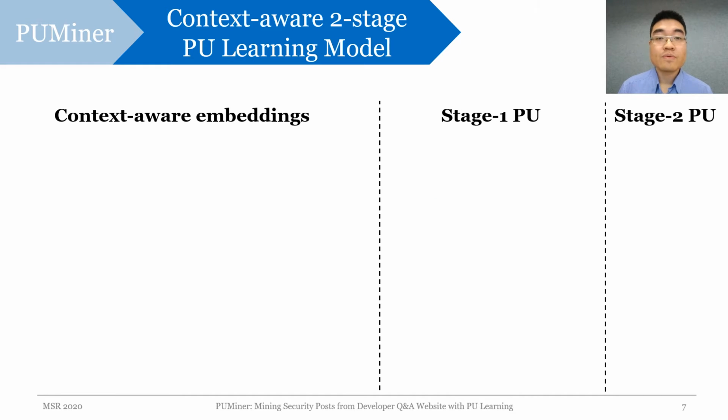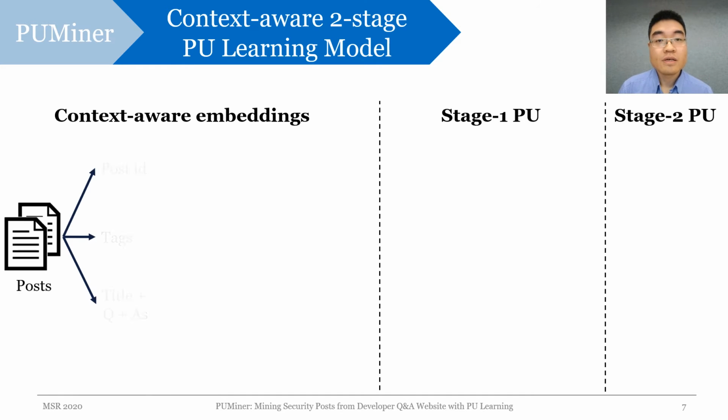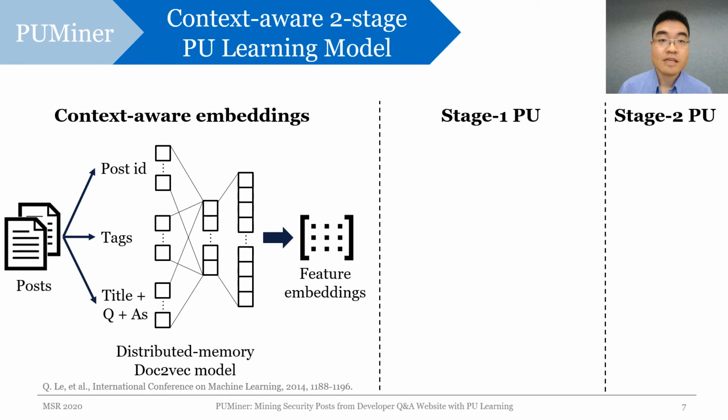In this slide, I will describe the context-aware two-stage PU learning process. First, we extract the post ID, tags, as well as title, question, and answers of a post to train a Doc2Vec embedding model. Doc2Vec is an extension of Word2Vec in which the context of metadata, which are post ID and tags in this case, is also learned with respect to the words in other parts using a one hidden layer neural network.